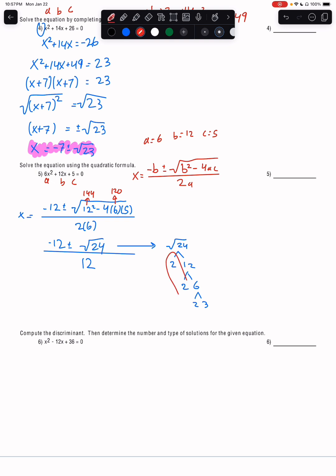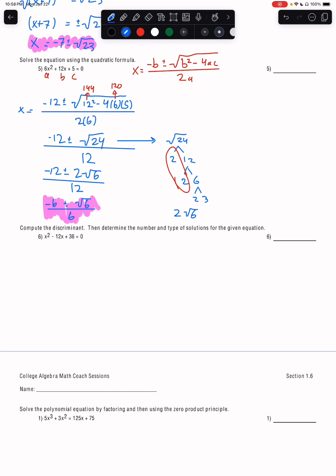And we see we have a pair right here, the two 2's. So we can change this to 2 outside the radical, and then we take this 2 and multiply it by the 3, and we have 6 in the radical. So that simplifies this negative 12 plus or minus 2 square root of 6 divided by 12. We can simplify it one more time. Negative 6 over 6 plus or minus the square root of 6. And that would be our final answer. It's just plugging it in and doing some factoring.